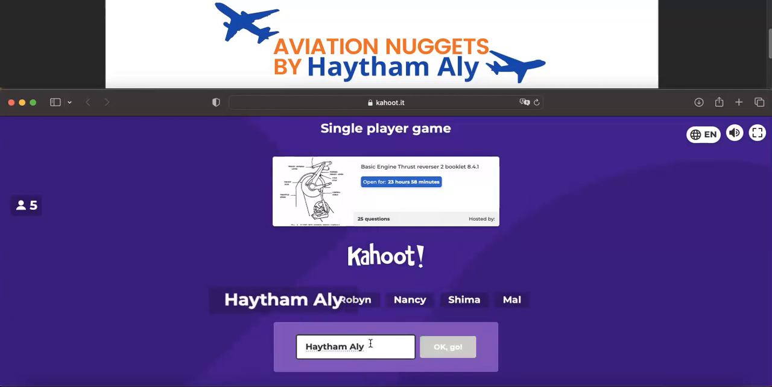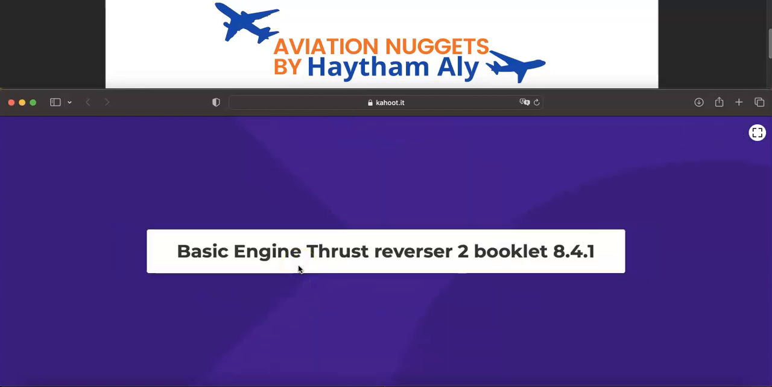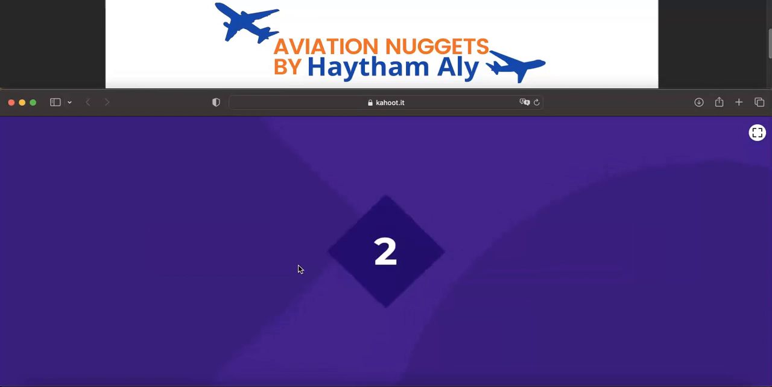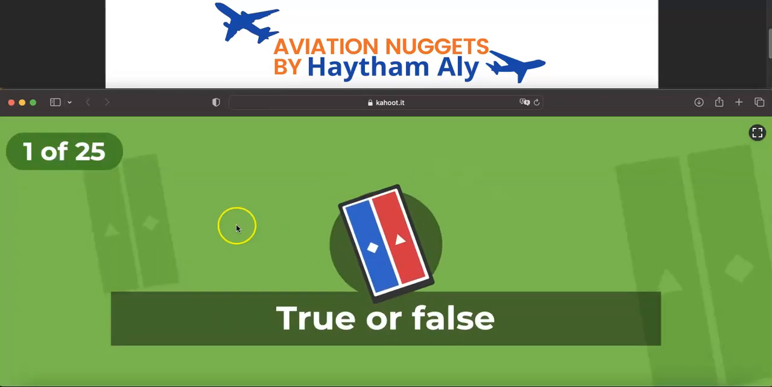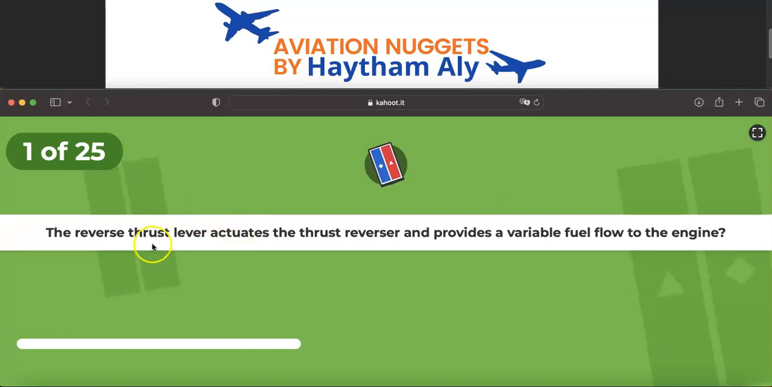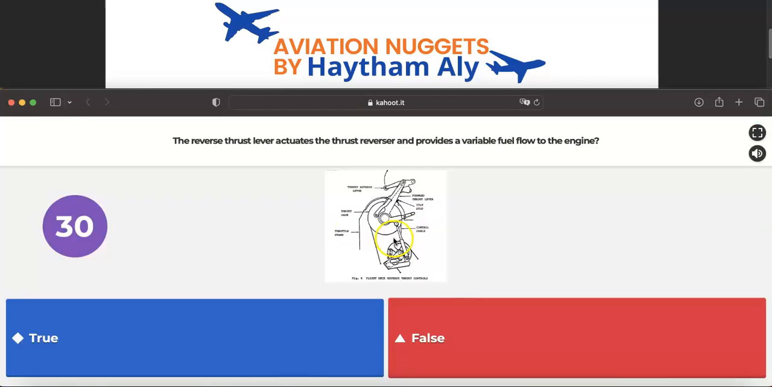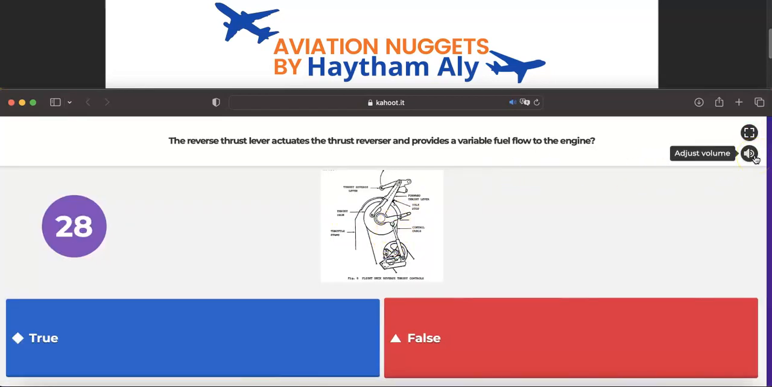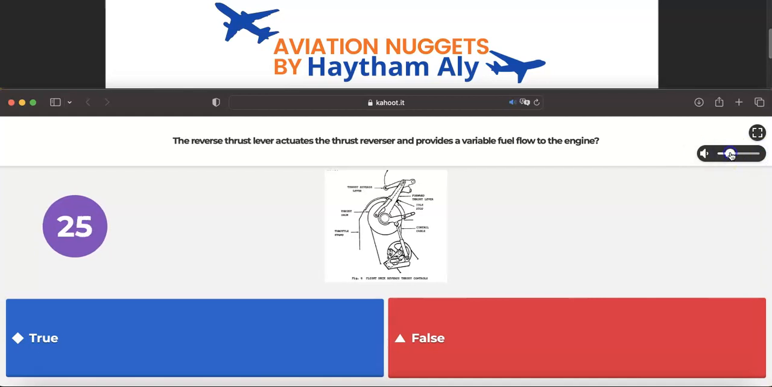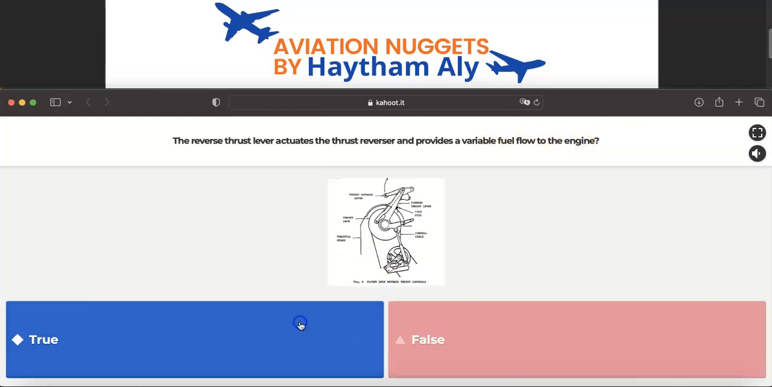And let's start the quiz right now. Basic engine thrust reverser system quiz. Okay. So, question 1 of 25. The reverse thrust lever activates the thrust reverser and provides a variable fuel flow to the engine. This statement is very true.